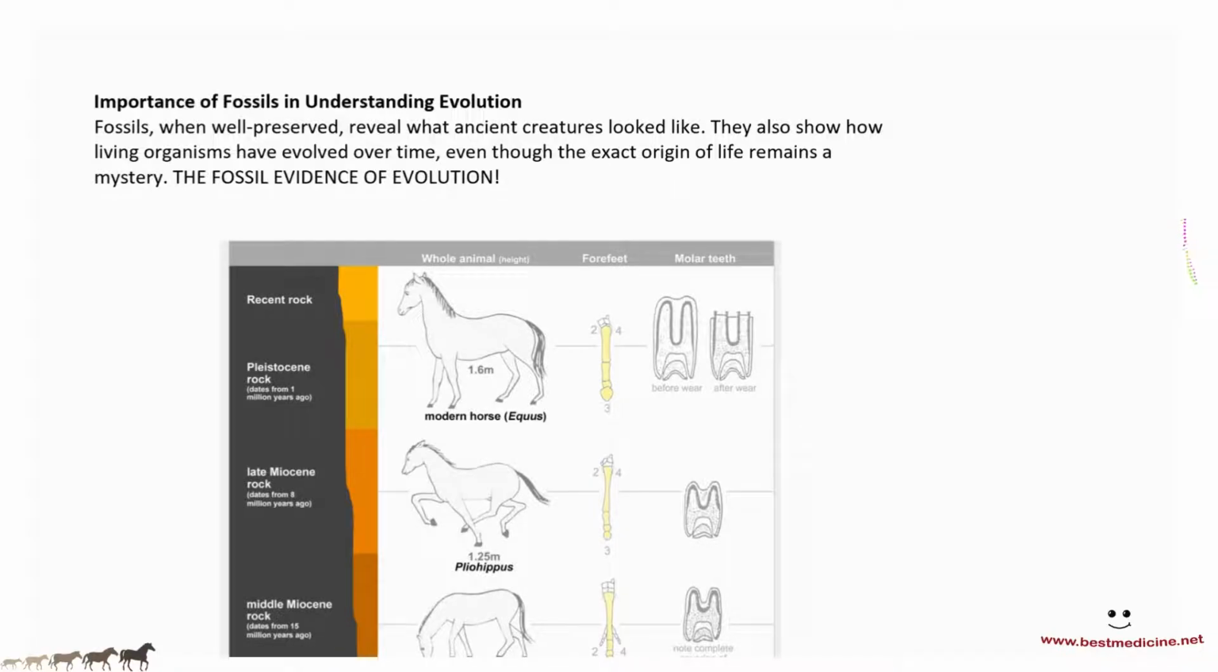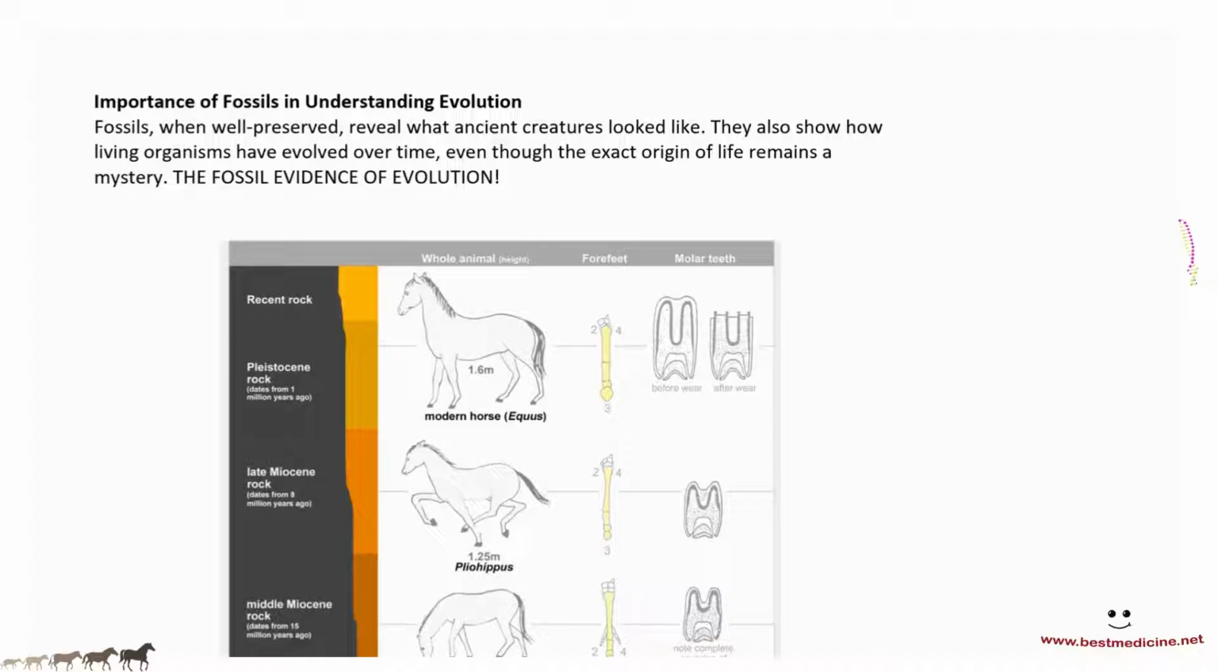Welcome back to Best Medicine's GCSE AQA Biology lecture series. Today, we're going to be talking about the fossil evidence of evolution. In this short video, we're also going to be talking about the classification of organisms according to their physical as well as genetic characteristics. Now, board examiners for AQA want you to know how fossils are formed, what the different kinds of fossils are, and what the fossil evidence of evolution is.